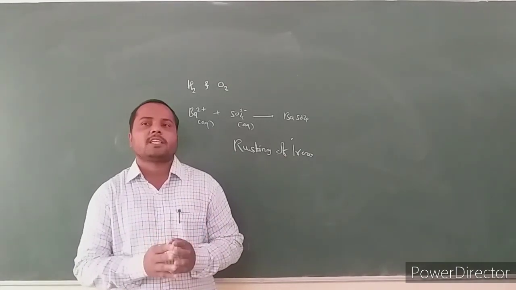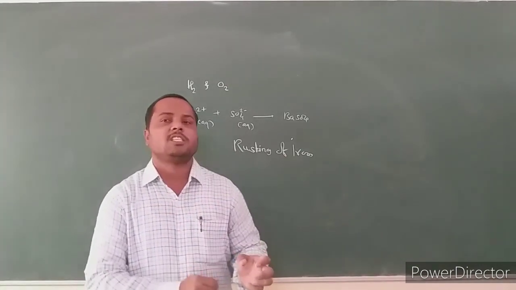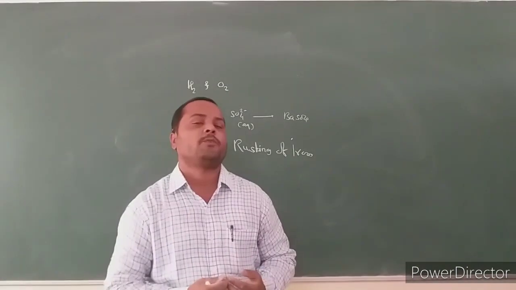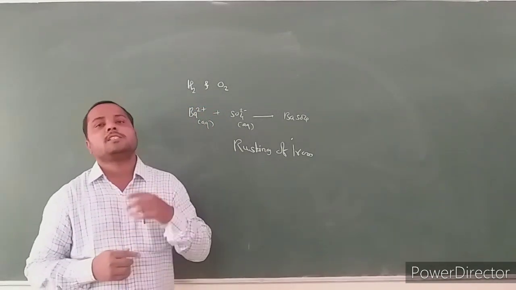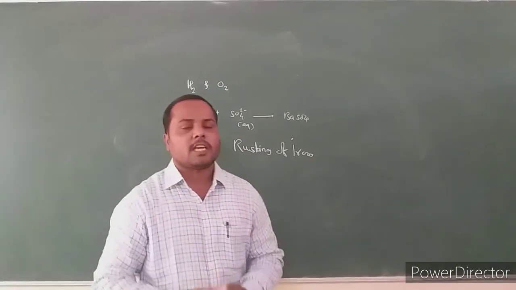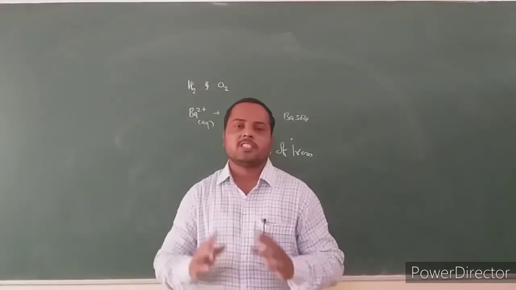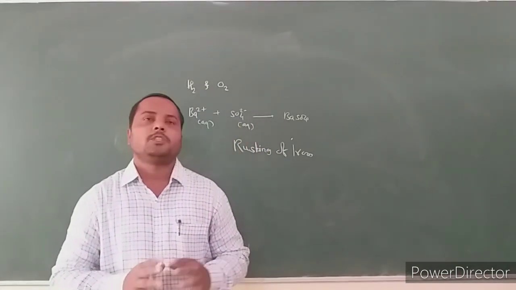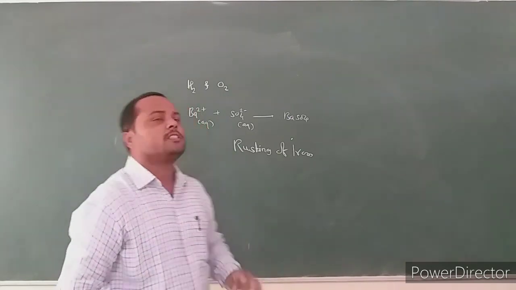For any chemical reaction, what are the factors which are affecting this reaction? If these factors are determined, then we can easily control the given chemical process. In order to study chemical kinetics, there are two different types of reaction: the reactions which occur in two different phases.